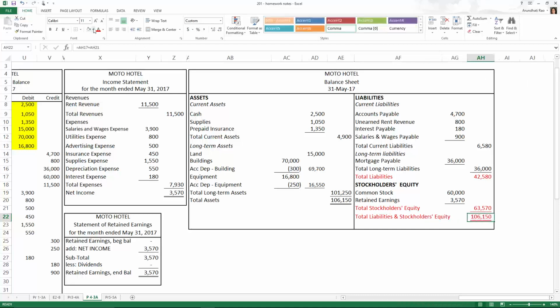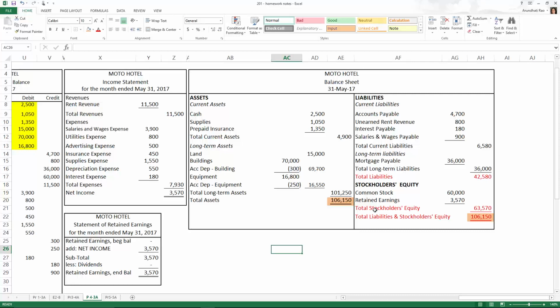This number has to be equal to this number. Total assets must be equal to total liabilities plus stockholders' equity. That's the basic accounting equation. So now that we've prepared our three financial statements, we are done with the month of May.